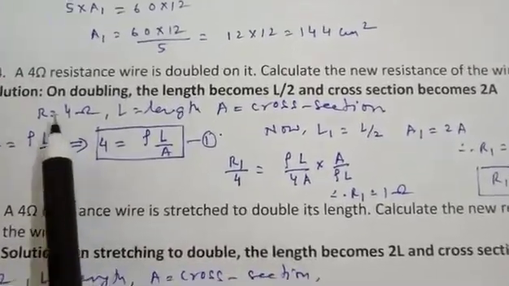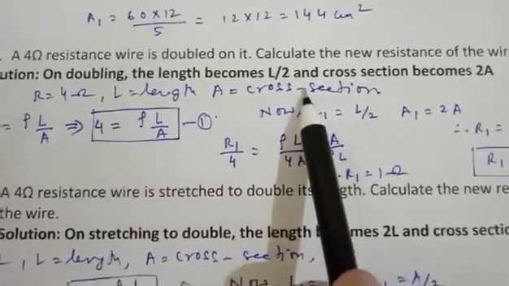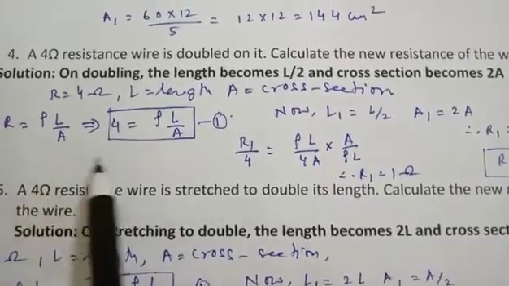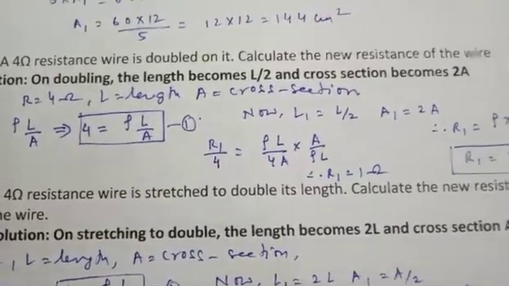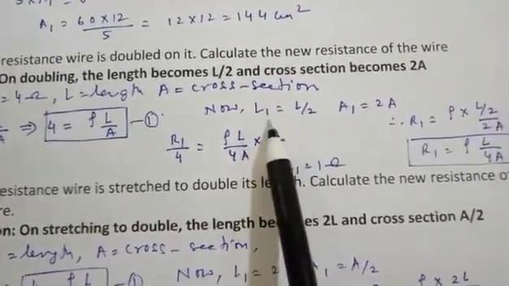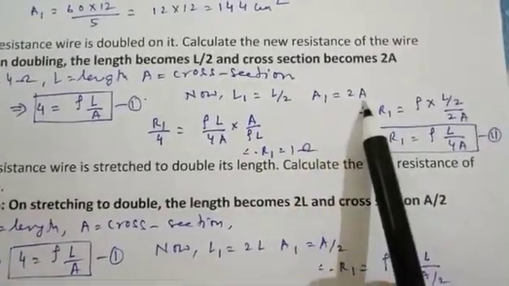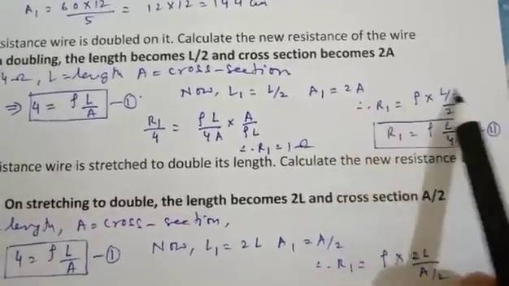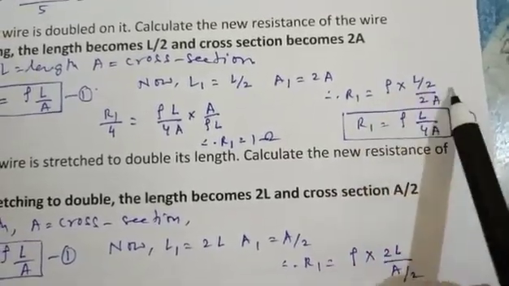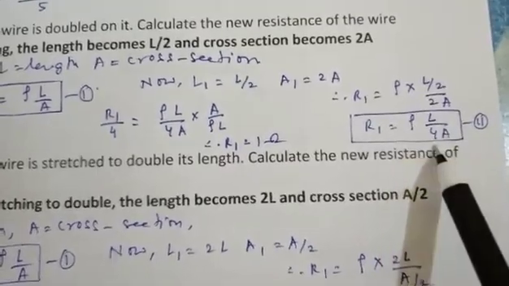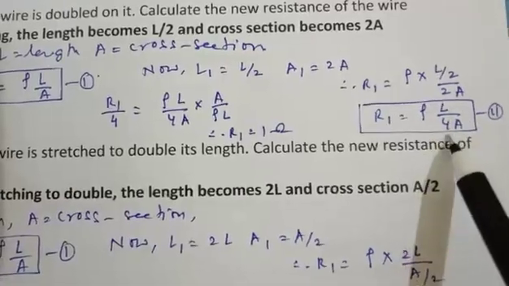Now again look at the solution. R is given as 4 ohm. We have taken the length as L, A as cross section. We have written the formula. We have got the first relationship 4 is equal to rho L by A. Now the second information says that the new length is half of the previous and the new area is twice of the previous. So putting the value in the given equation, R1 is equal to rho L by 2 by 2A. We are going to get a new relation, that is number 2. R1 is equal to rho L by 4A.